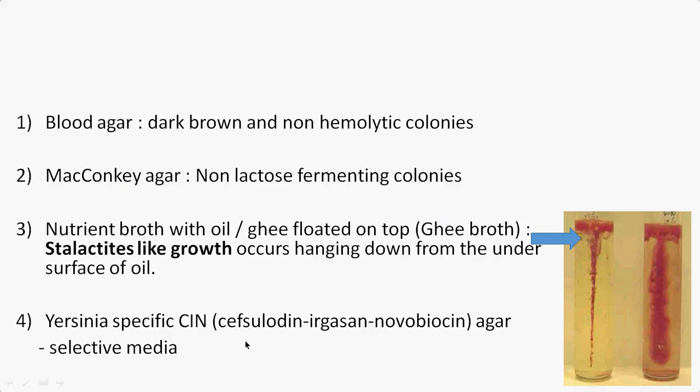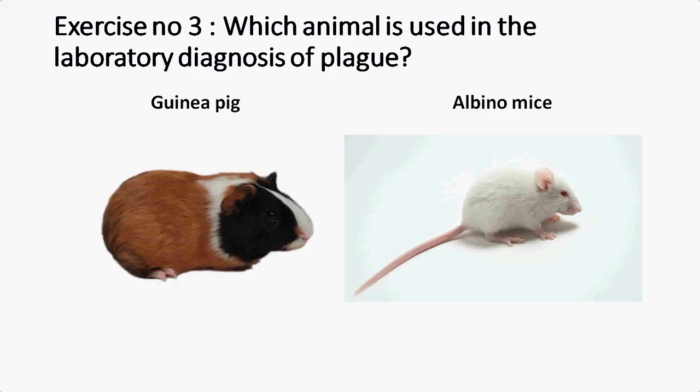Also, some selective media can be used in pneumonic plague. We can use sputum, where the normal microflora is also there. In that case you need to have a selective media. So this is the Yersinia-specific CIN agar, and this is specific for the isolation of this organism.